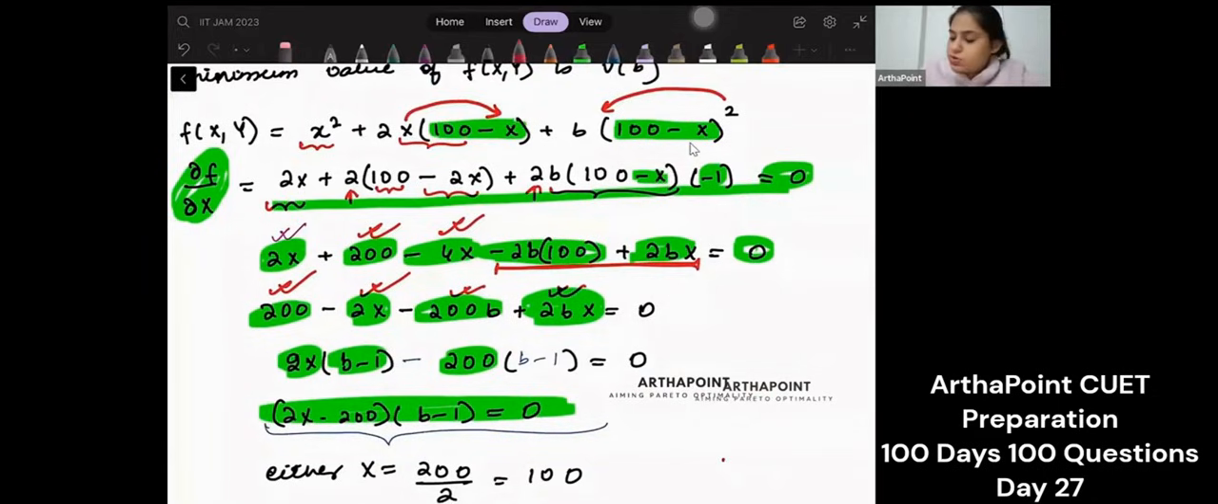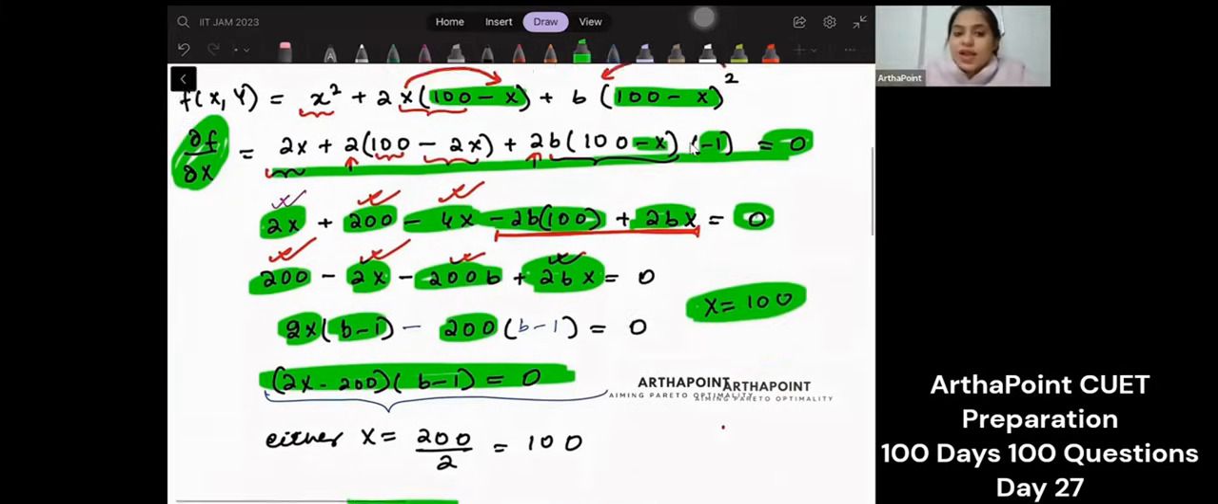This will be equal to 0 if either x is 100 or b is 1. But b is greater than 1, this is what the question says. So I cannot have b equal to 1. This is not possible. That means the only value of x that I will have will be x is equal to 100. So now I have to check whether the function is actually minimized or not.